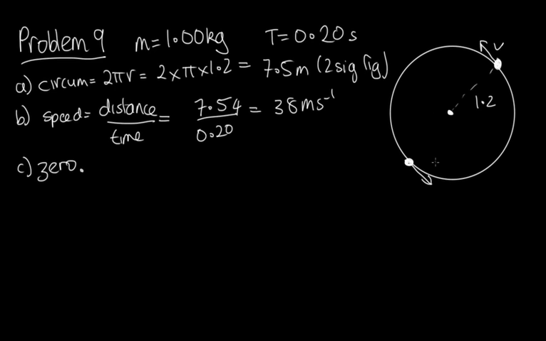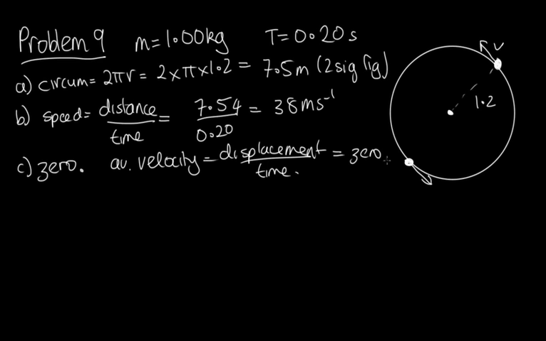The other way to think about this is that if it starts here, goes one complete circle and gets back here, what's its displacement? It's back to where it started from, so its displacement equals 0. The average velocity is equal to the displacement over the time, and the displacement is 0, so this is 0. So that's two ways to solve this one.